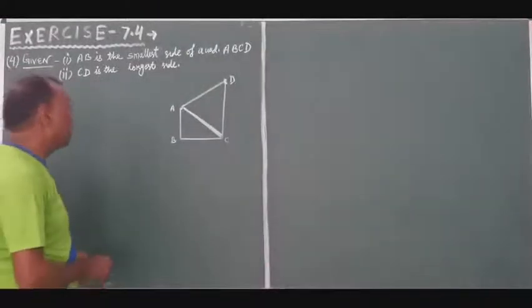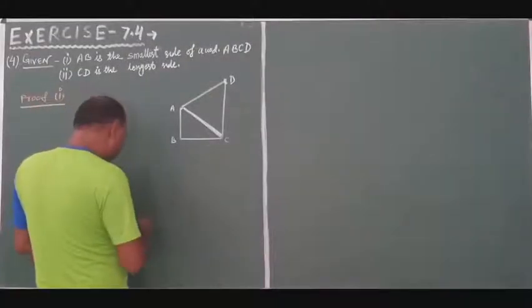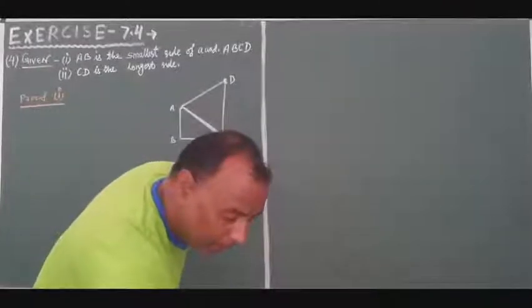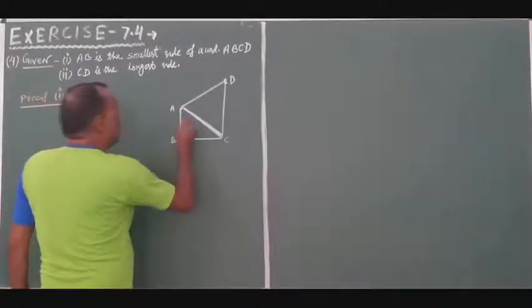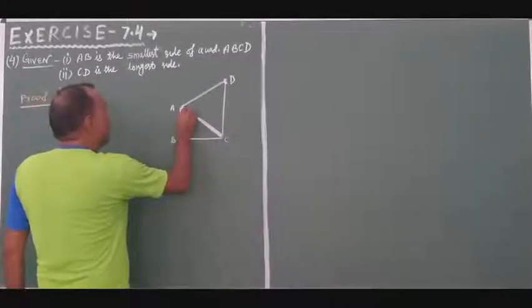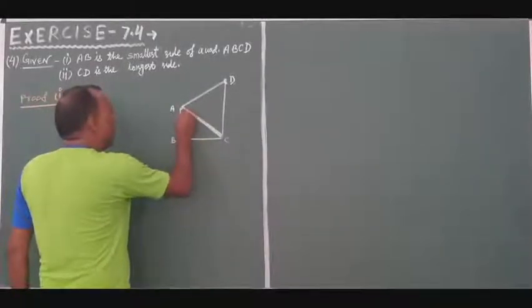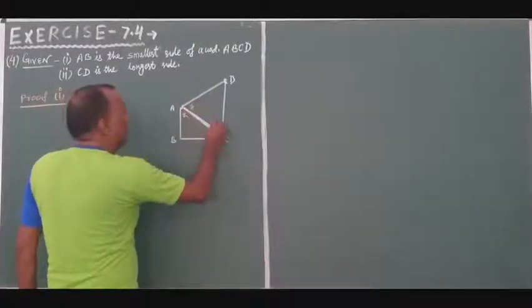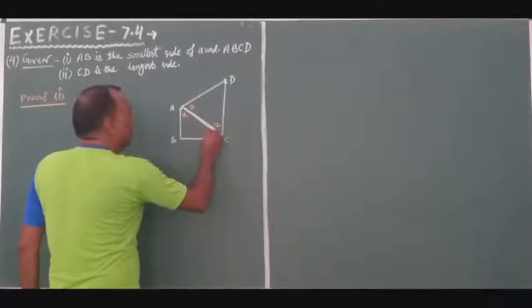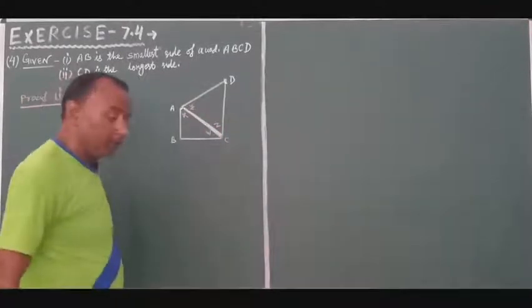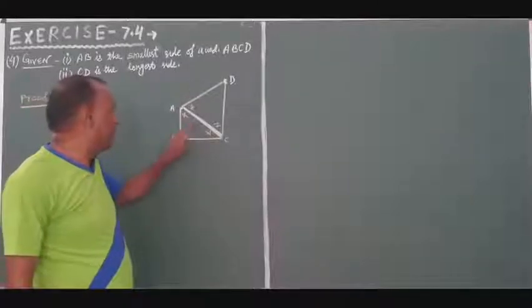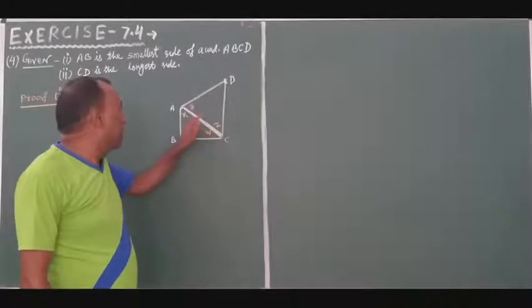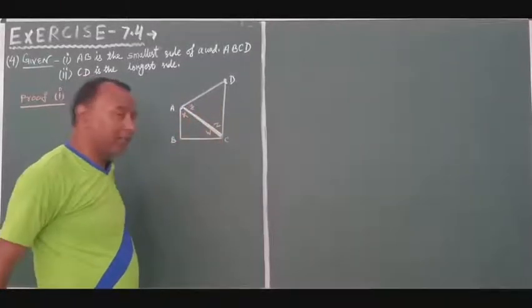Now, just look here. Suppose, just look at triangle ABC. Suppose this is angle X, this is Y, this is Z, and this is W. These are the four angles. Angle BAC is X, BC is W, DAC is Y, and this ACD is Z.